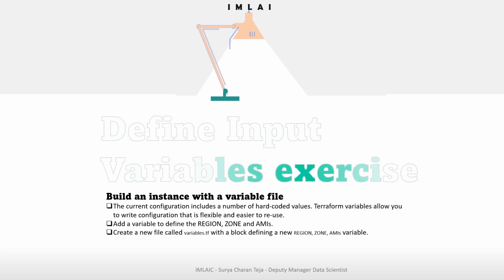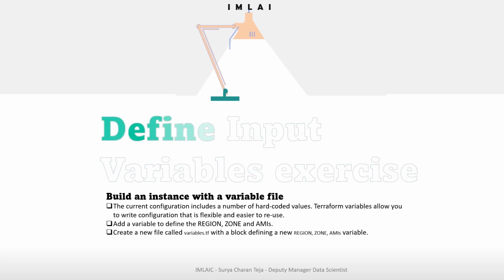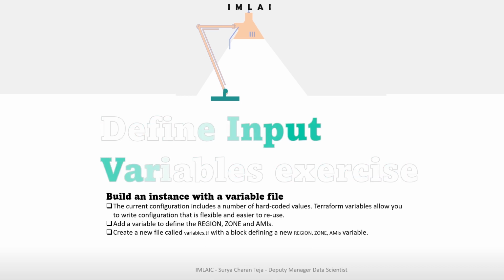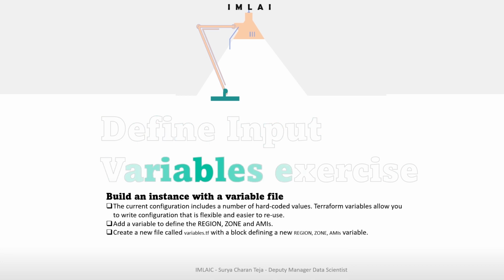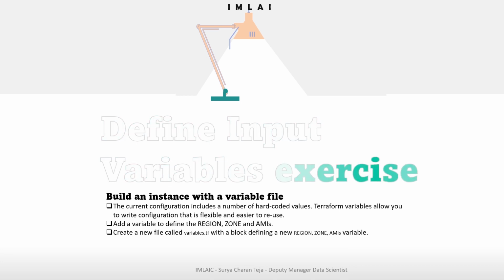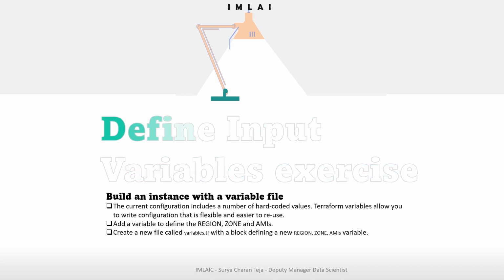For that we have to create a new file called variable.tf, with blocks defining a region, zone, and AMIs, and then after that we have to reference these variables in the main instance.tf, and then if you execute, we should be able to create it. So let's do it and see.